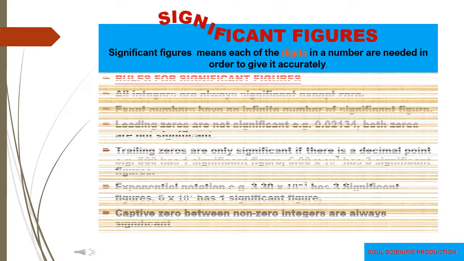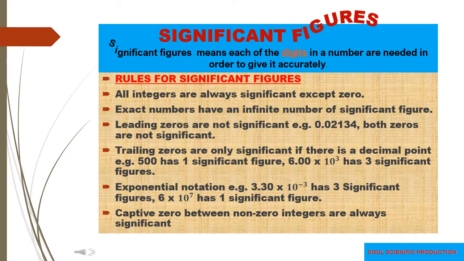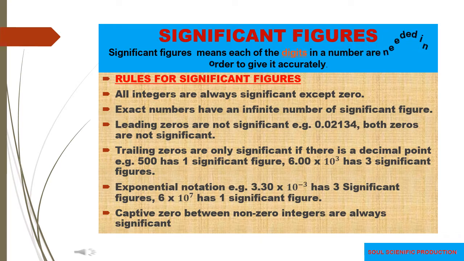Significant figures means each of the digits in a number that are needed in order to give it accurately. Rules for significant figures. All integers are always significant, except 0. Exact numbers have an infinite number of significant figures. Leading zeros are not significant, for example, 0.02134, both zeros are not significant.